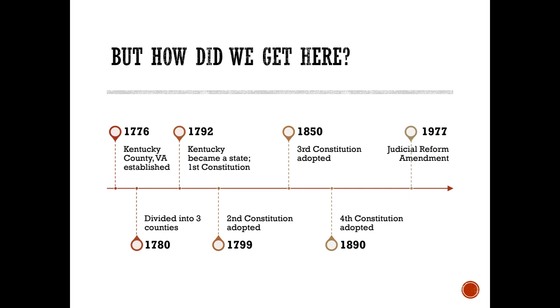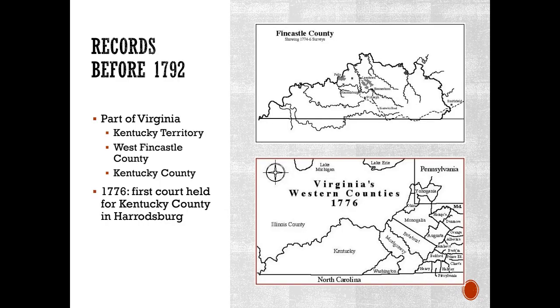All right, so I guess we'll just move on, and we'll get started with before we were even a state. Before 1792, we were still part of Virginia. Kentucky actually had many names when we were part of Virginia. We were Kentucky Territory. We were the west part of Fincastle County. And then later on, we became Kentucky County of Virginia. As a fun fact, Fincastle County, which we came from, was actually named for a governor of Virginia at the time when it was created.